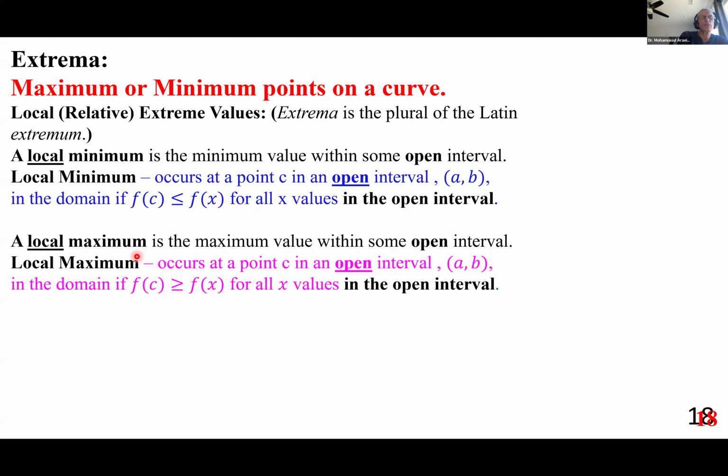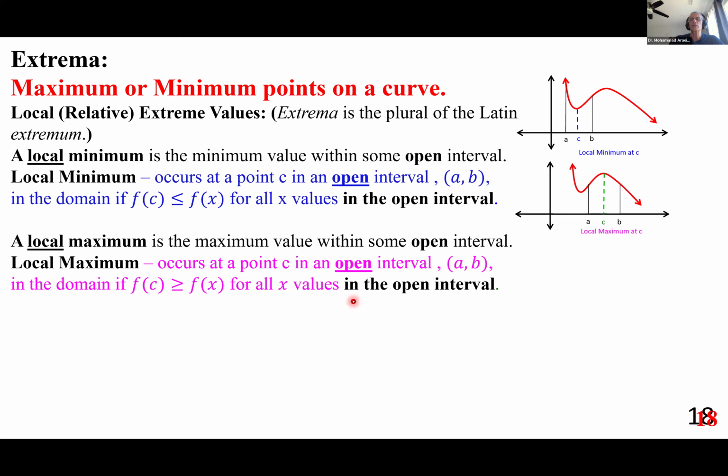A local maximum is the maximum value within some open interval. Local maximum occurs at a point c in an open interval a to b in the domain if f of c is larger than or equal to f of x for all x values in the open interval. So if you look at these two cases: local min, local max, local min, local max.